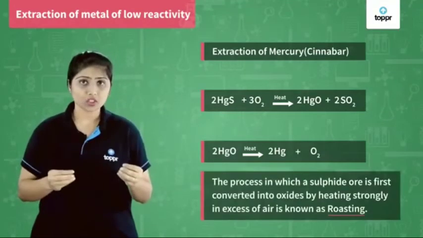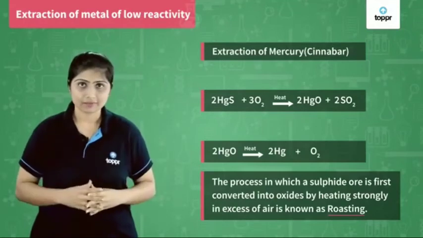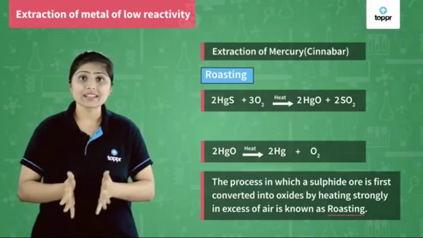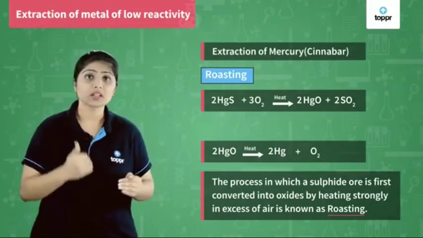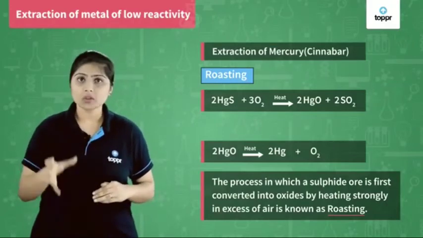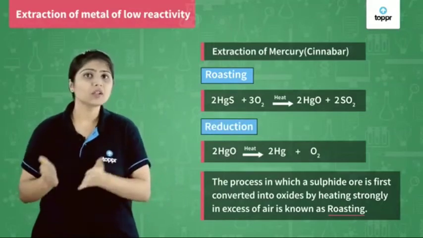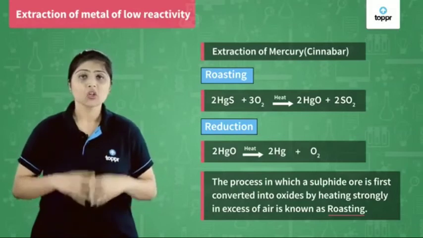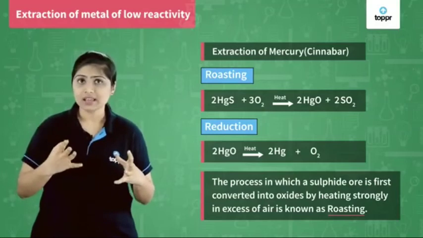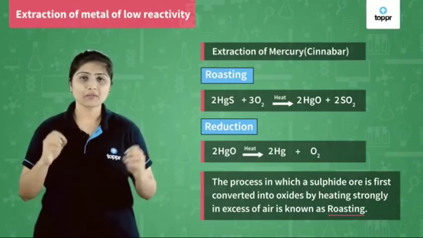Okay, the process in which a sulfide ore is first converted to oxide is called roasting. So roasting is nothing but a process in which a sulfide ore is heated in the presence of oxygen to convert it to oxide. And in the second process, from mercuric oxide, oxygen was removed. So this is reduction, and we know that removal of oxygen is termed as reduction. So always remember, whenever we have a sulfide ore, the first process will be roasting and the second process will be reduction. Now this is how mercury is extracted from cinnabar.